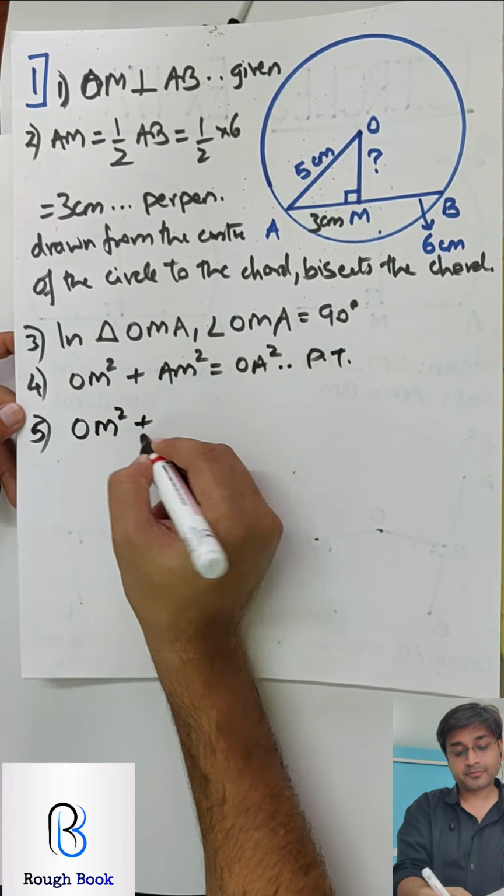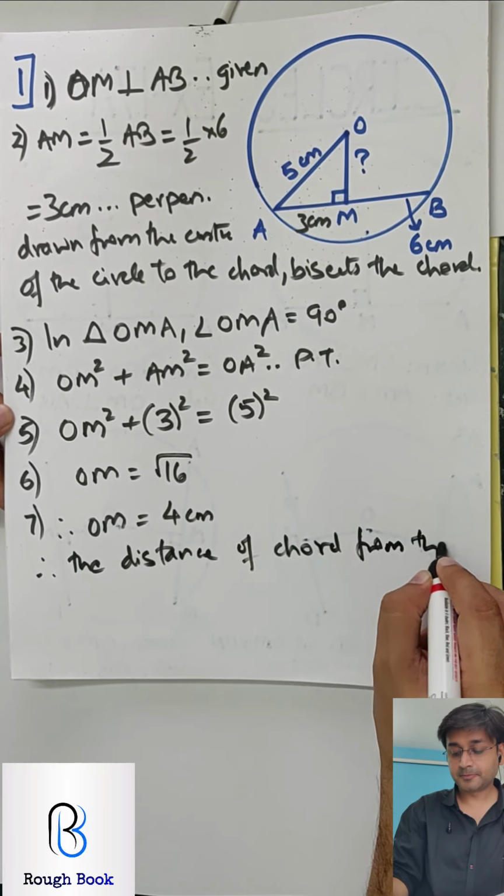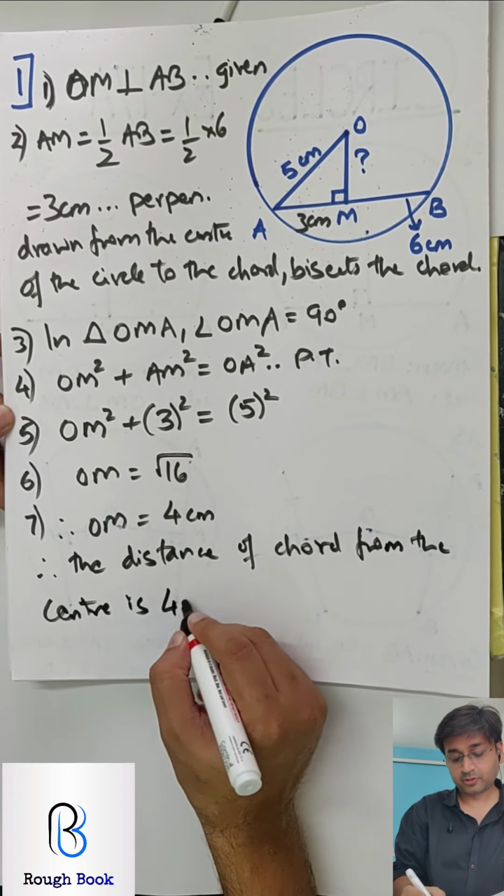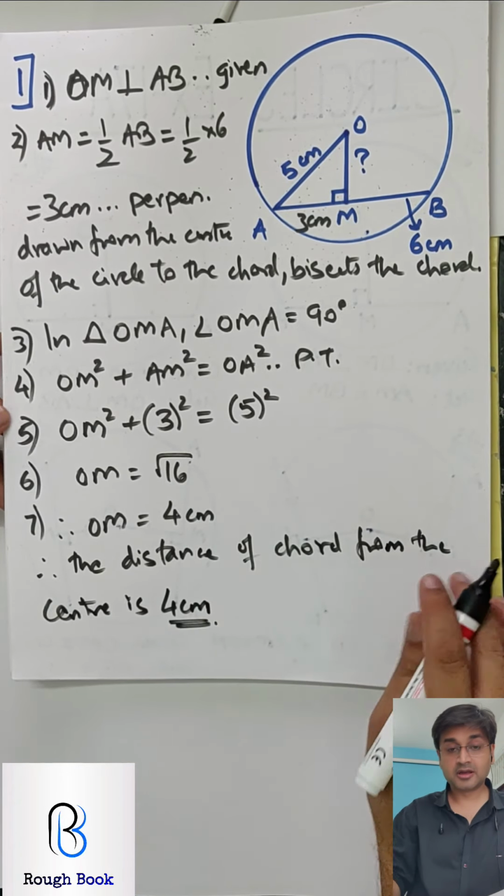In the end, therefore, the distance of the chord from the center is 4 centimeters.